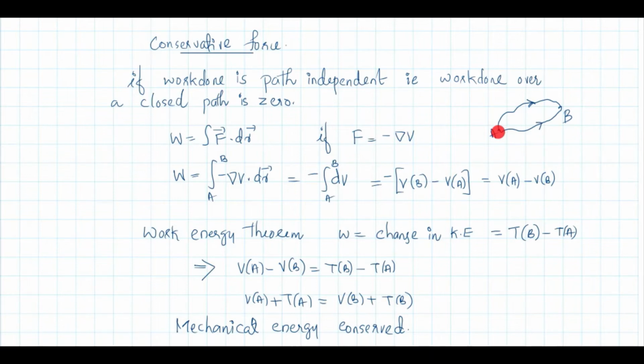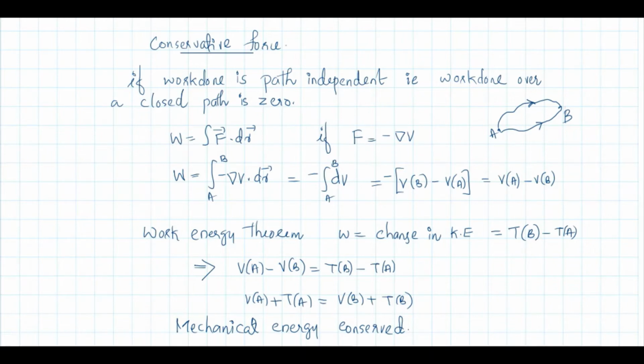And if you consider the closed path, one of them will be negative and total work done will be zero. So work done is path independent, means work done over a closed path is zero. Both have the same meaning. If this happens for a particular force, we can say that that force is conservative. Why the name conservative force? What is conserved here? So consider this case.